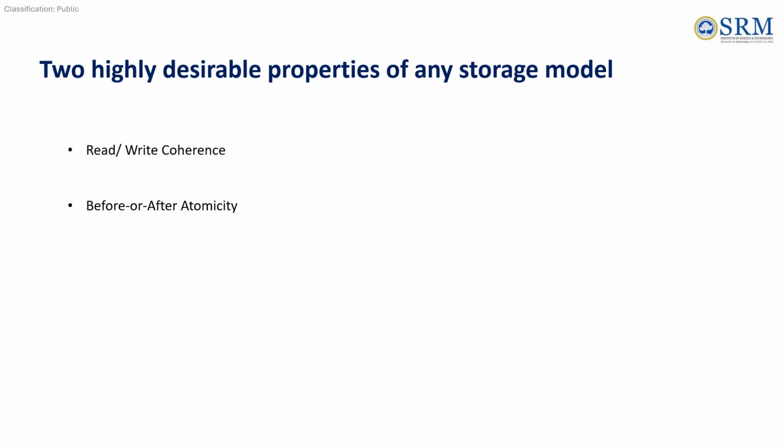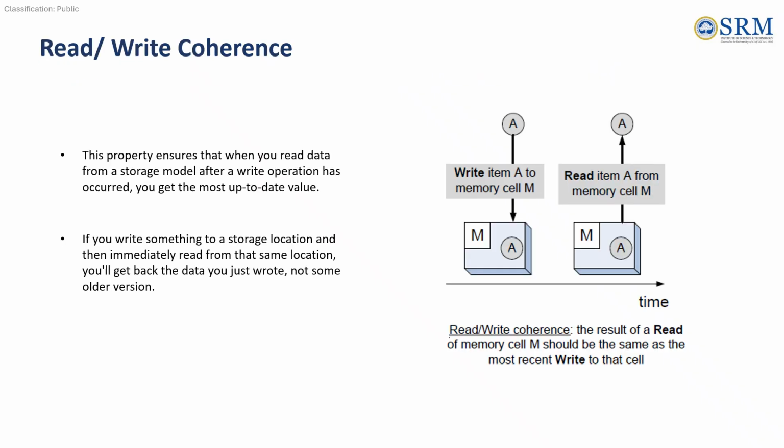These two properties are extremely important in distributed cloud storage systems because multiple users and applications may access the same data simultaneously. Without these properties, inconsistencies, incorrect updates, and data corruption can occur. So, reliable cloud storage systems are always designed to maintain both coherence and atomicity while handling massive concurrent operations. Let us see them in detail.